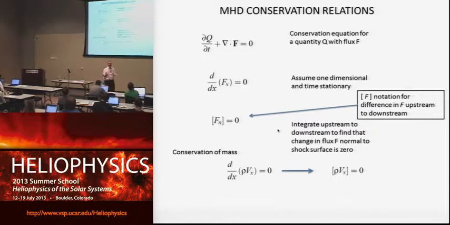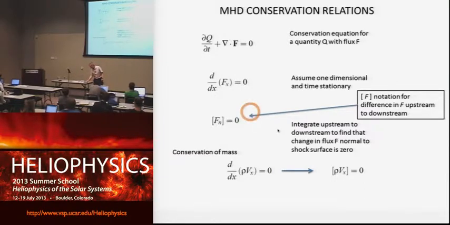Now, any quantity which we can write a conservation equation for, we can write in this first way here. This is a conservation equation. We have a quantity Q, which has an associated flux M. So we can have mass and mass flux. If we assume one-dimensional and time stationary, so the dQ/dt term can just go away, the divergence term is now just a one-dimensional d/dx, and this equation we can just integrate from upstream to downstream.